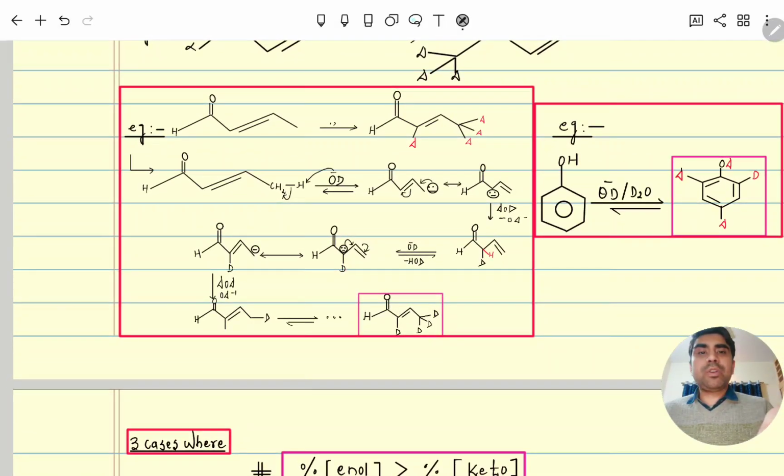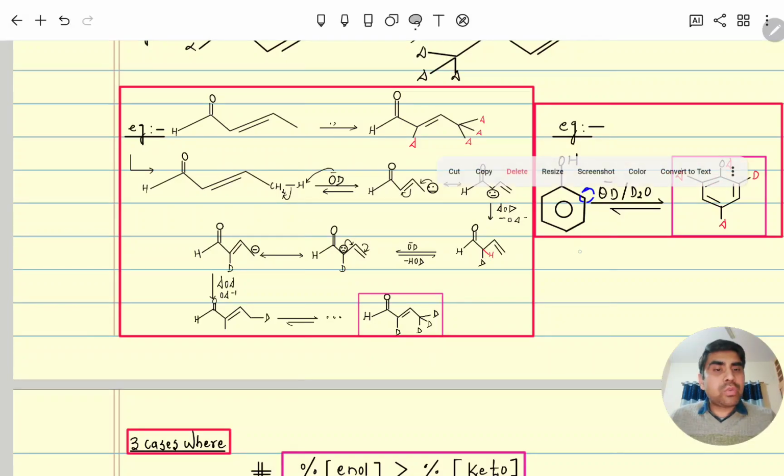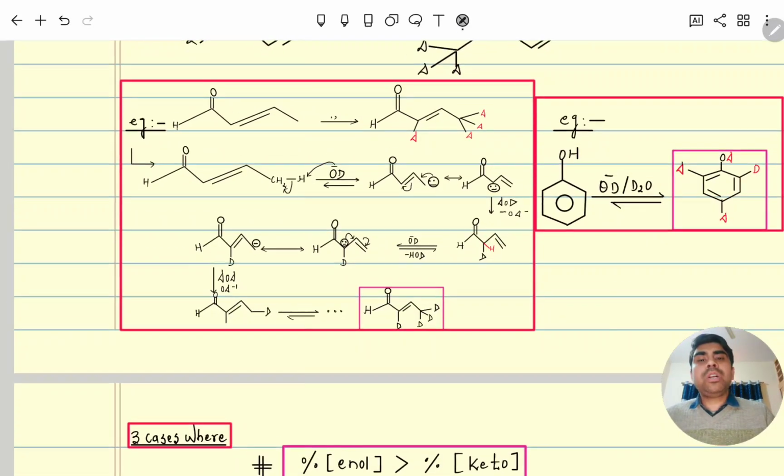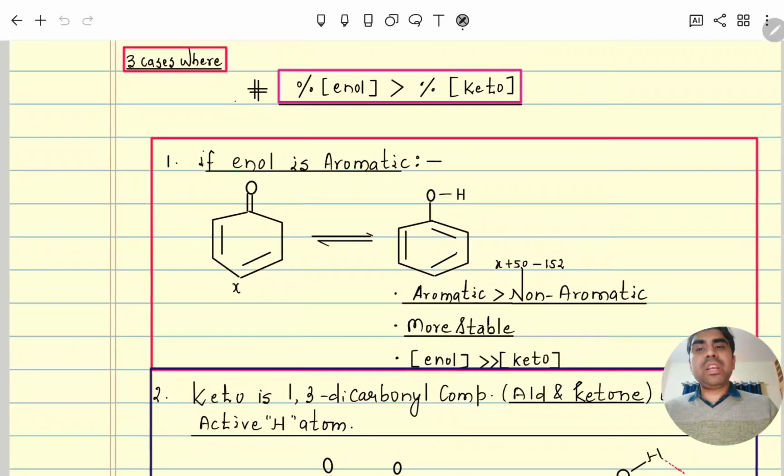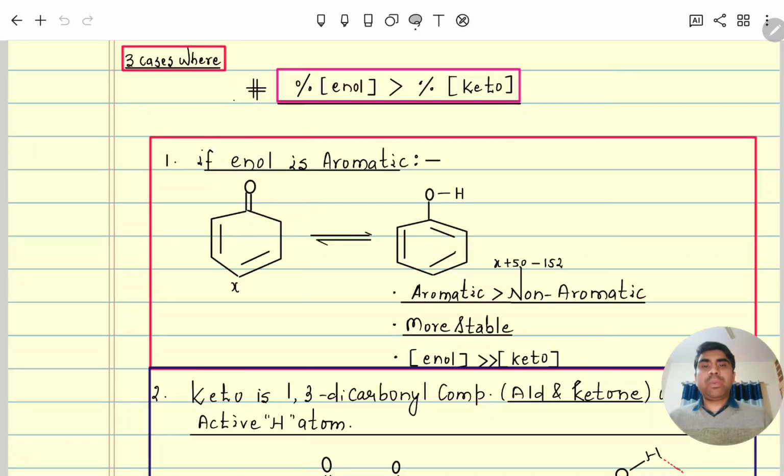Similarly you can see this example also, that phenol is there, and in presence of OD-D2O, first what will happen, this is acidic hydrogen, so phenol is also an acid. So here it will be DOD, and this O minus will travel to the ortho position also and the para position. At ortho also one hydrogen and para also one hydrogen, all will exchange with deuterium. Clear?